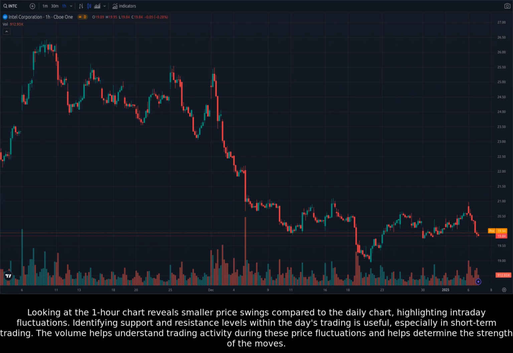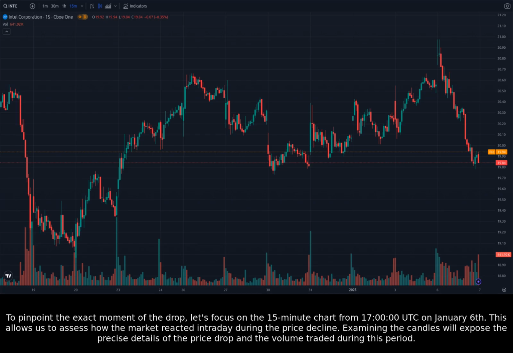Looking at the 1-hour chart reveals smaller price swings compared to the daily chart, highlighting intraday fluctuations. Identifying support and resistance levels within the day's trading is useful, especially in short-term trading. The volume helps understand trading activity during these price fluctuations and helps determine the strength of the moves.